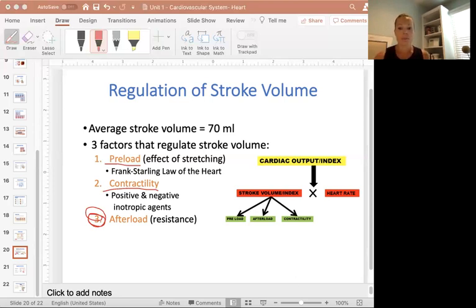All right, so I hope that helps explain cardiac output and stroke volume and some of the factors that help to regulate stroke volume.